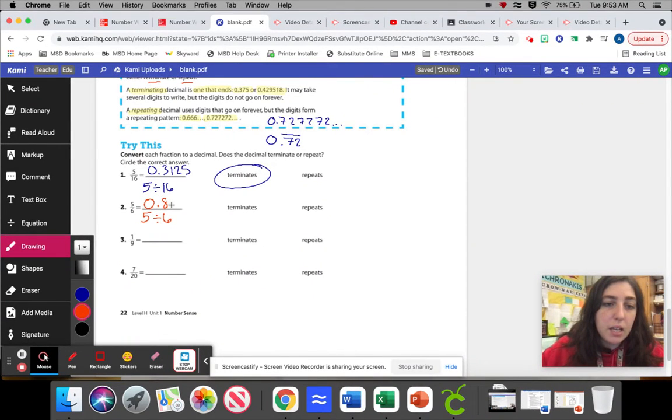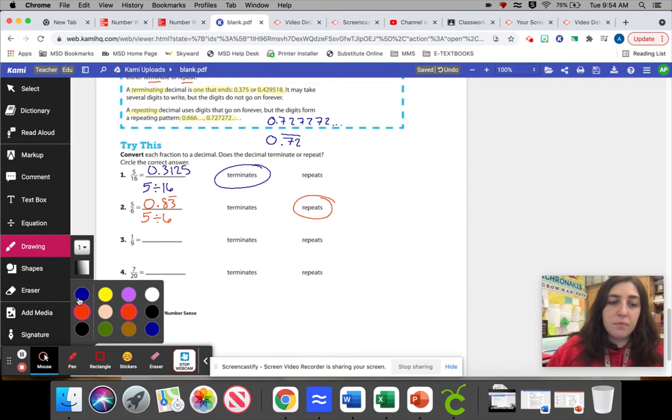So I can write 0.83333333333, and it can keep going on, right? Or I could just put a repeat bar over the 3 to show that that 3 keeps on repeating, okay? That way I don't have to write it all the time. So is this a terminating or repeating decimal? It would be a repeating decimal because that 3 keeps on repeating.